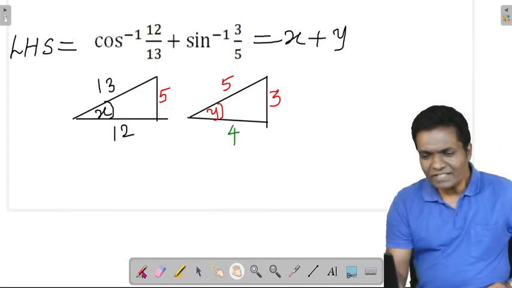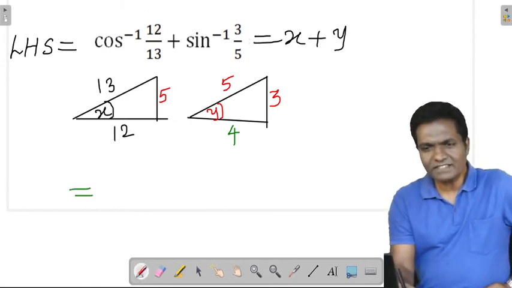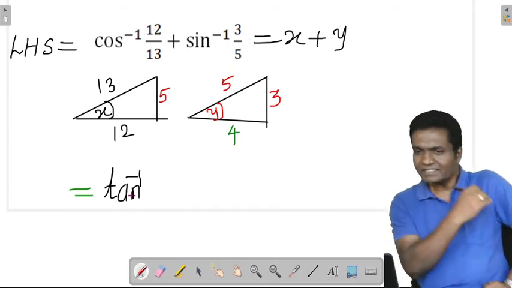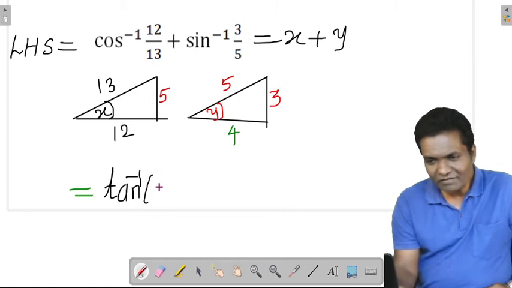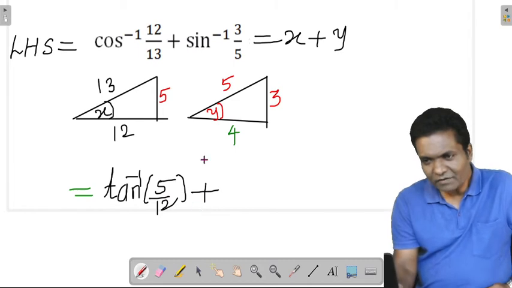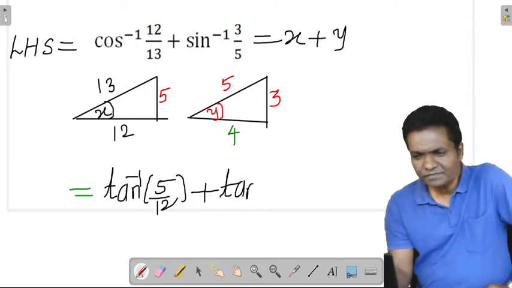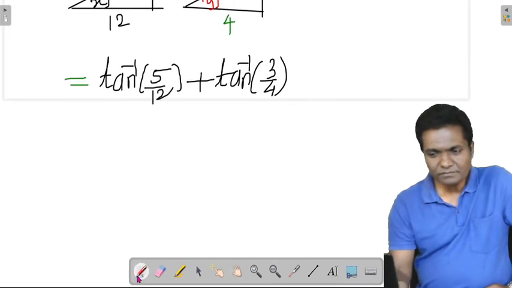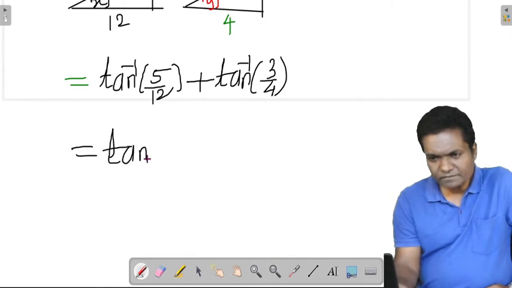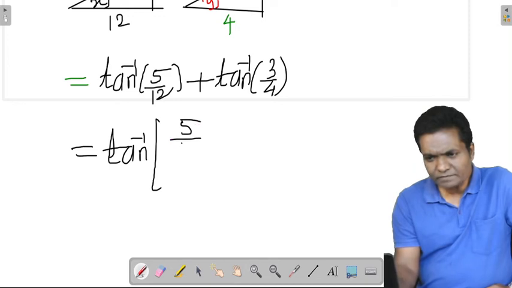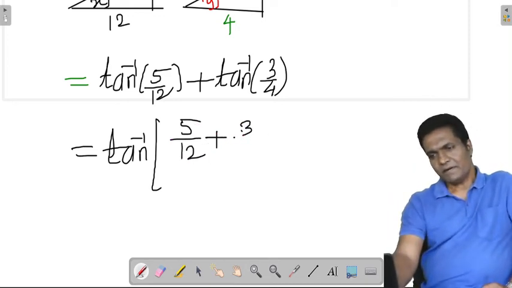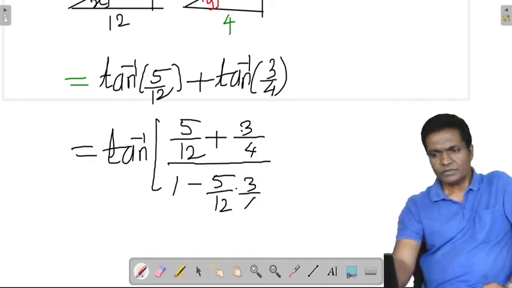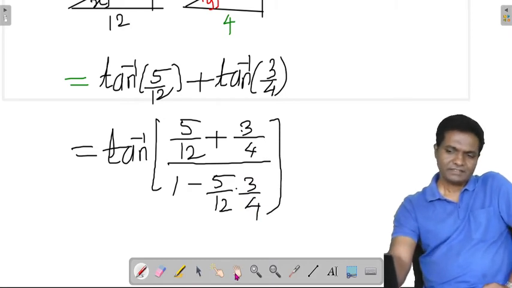Now very easily you can put these cos inverse and sin inverse in terms of tan inverse, without using any trigonometric identity. Remember tan is opposite by adjacent. So tan inverse of 5 by 12, and for this, tan inverse of 3 by 4. Now you can simplify it. So tan inverse of 5 by 12 plus 3 by 4, whole divided by 1 minus 5 by 12 into 3 by 4. Now simplify it.